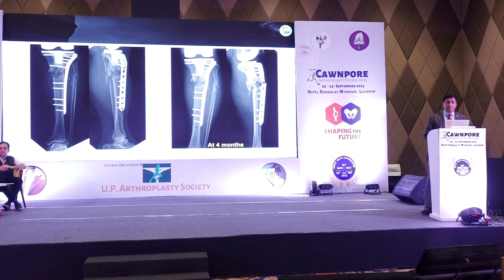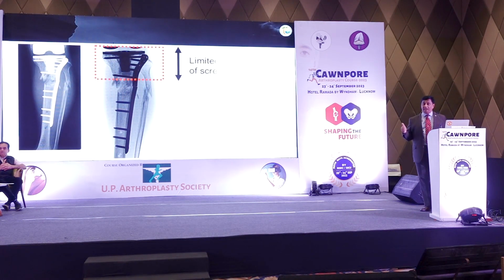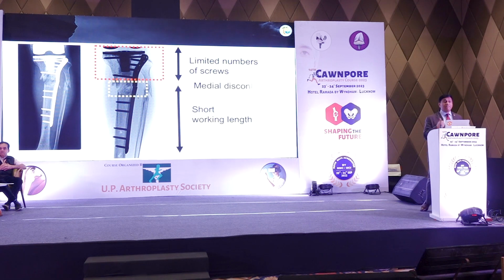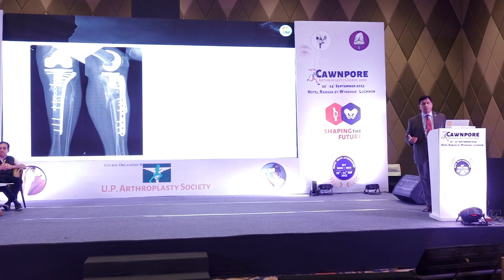Why did this happen? Is it just because I didn't put a medial plate? Well, if I analyze it, I see that the working length was fine, the plate length was fine, even the proximal screw fixation was fine. What I had not taken care of was the medial discontinuity. And because of that, it led to the failure. So we did a revision, put in an anterolateral plate, on the medial aspect put bone graft, and supplemented the fixation by a small LCP.